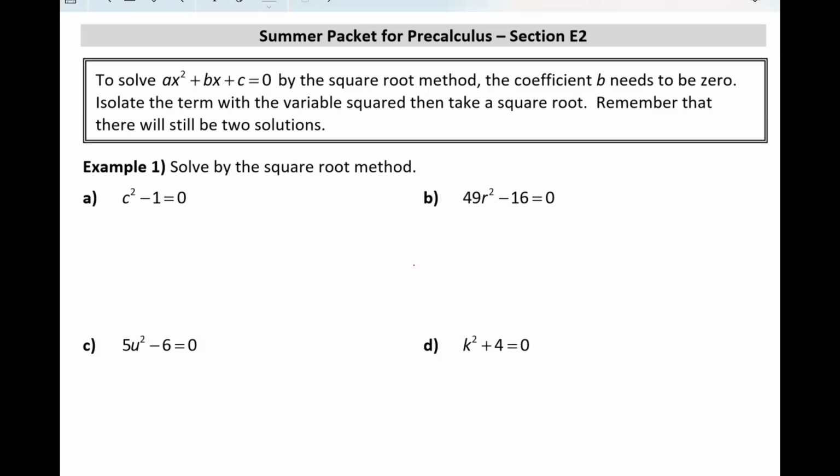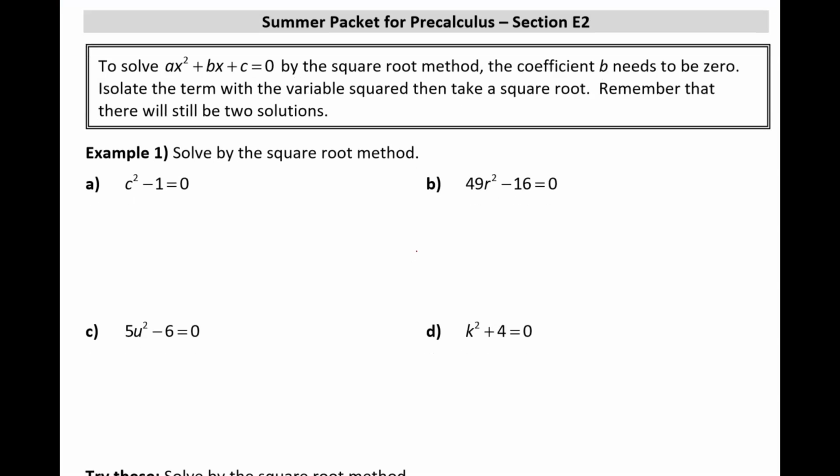In this next section, we're going to solve quadratic equations by using the square root method. If I have a standard form equation, ax squared plus bx plus c equals 0, the coefficient of b, or the middle term, needs to be 0. So in order to solve, we need to isolate the term with the variable squared and then take a square root. Let's see how that works in example 1.